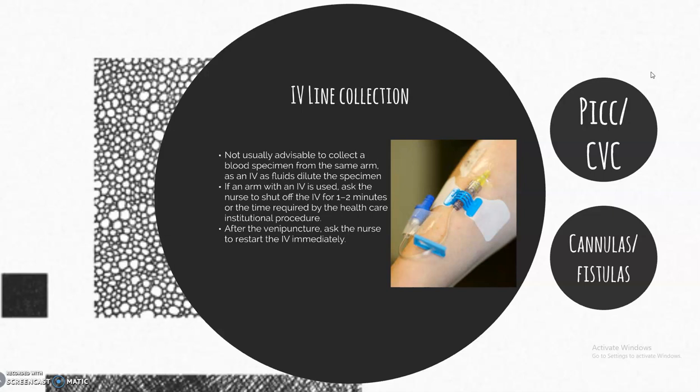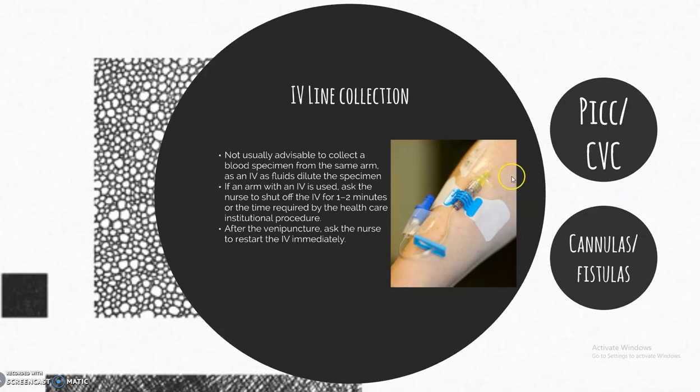IV line collection: it's not usually advisable to collect a blood specimen from the same arm as an IV, as fluids dilute the specimen. If the arm with an IV is used, ask the nurse to shut off the IV for 1 to 2 minutes or the time required by the healthcare institutional procedure. After the venipuncture, ask the nurse to restart the IV.